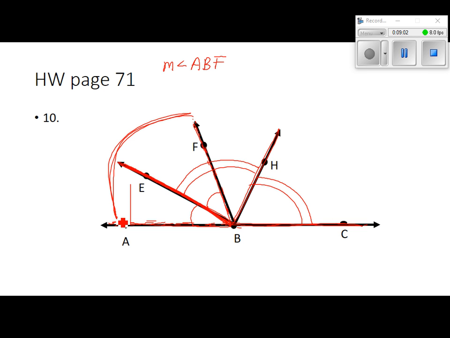Equals 8W minus 6, and M angle ABE. So somebody tell me what this says. Measure of angle ABE. That's this angle. So they tell us something about that. What do they tell us about it? Equals 2 parentheses W plus 11.